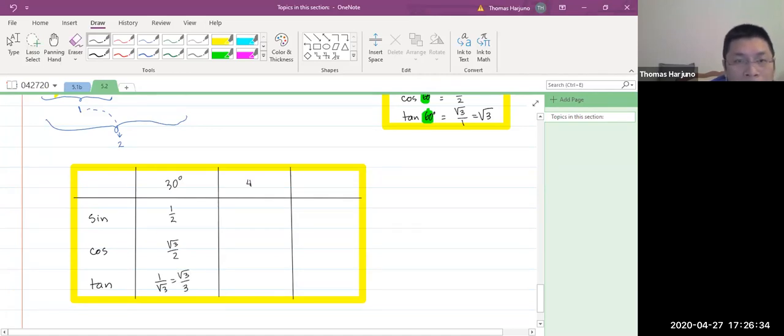For 45 degrees, the sine of 45 degrees is 1/radical 2, which rationalized is radical 2/2. For cosine, it is the same. For tangent, it is 1. For 60 degrees, the sine is radical 3/2. Cosine of 60 degrees is 1/2. Tangent of 60 degrees is radical 3. Now please memorize this.